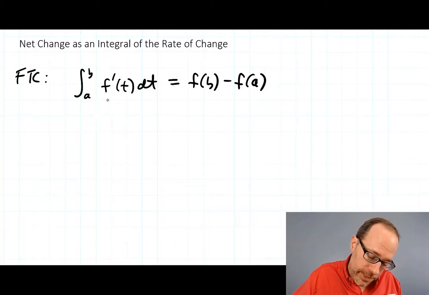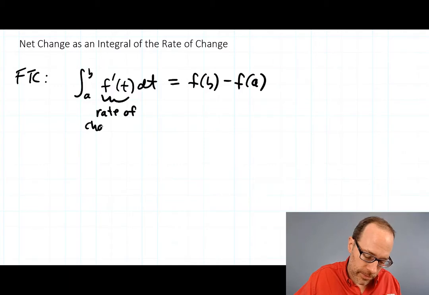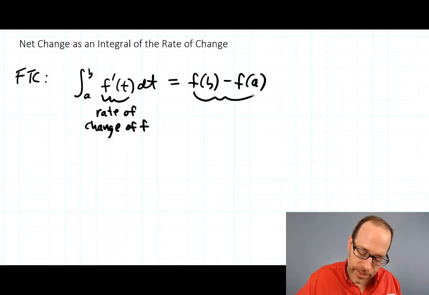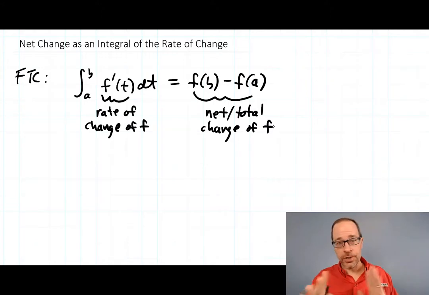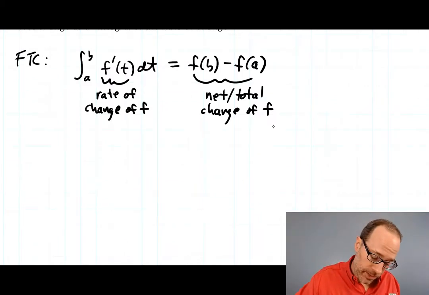But the point is, this term here is just the rate of change of f. And this term is just the net change, or total change of f. And so you can calculate the total change of f by integrating the rate of change. And a lot of times what we're given in the world is the rate of change. So here's a typical example.